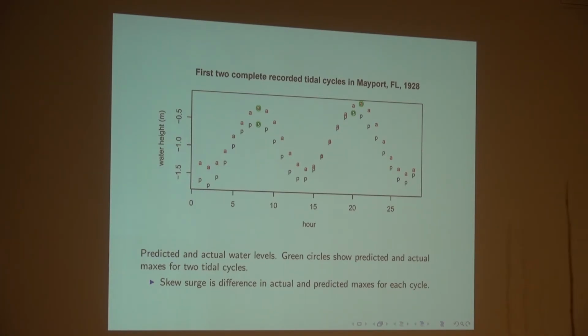Okay, so for each tidal cycle, you get a predicted max, and then you get an observed actual. And so here, in this one, they occur at the same hour, and the skew surge is this difference. At the next tidal cycle, they don't occur at the same hour, but the skew surge is still the difference between the two green circles. So for each cycle, you look at the observed and the predicted max, and you look at that difference.